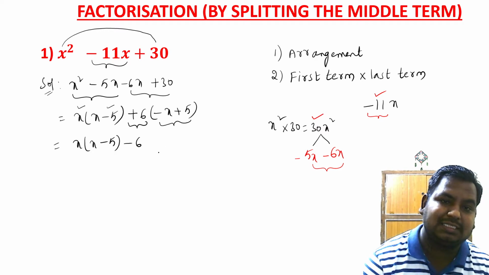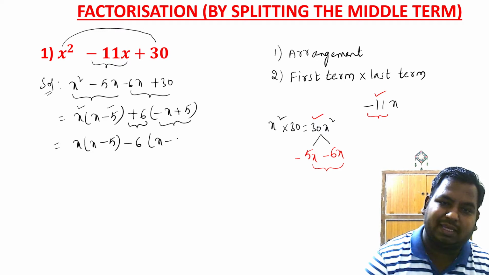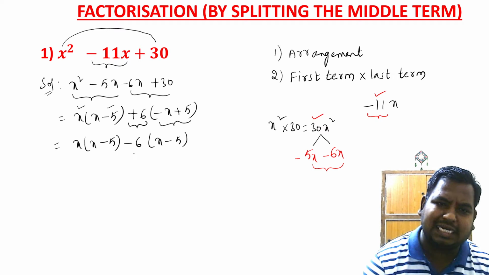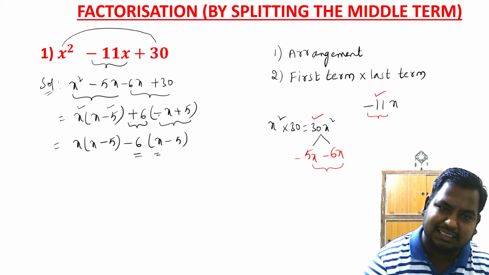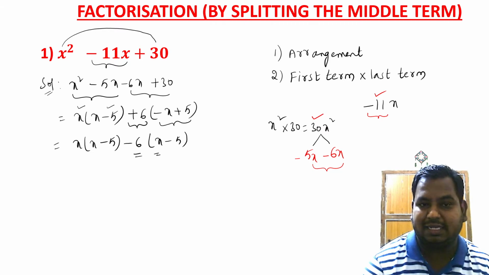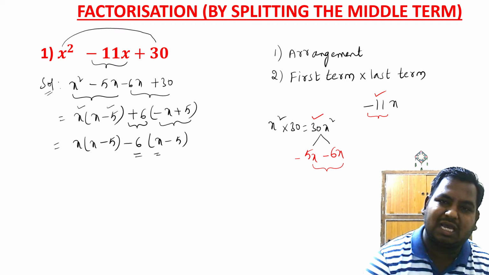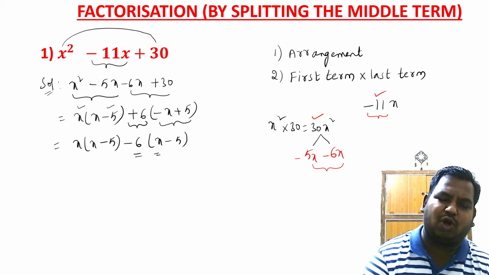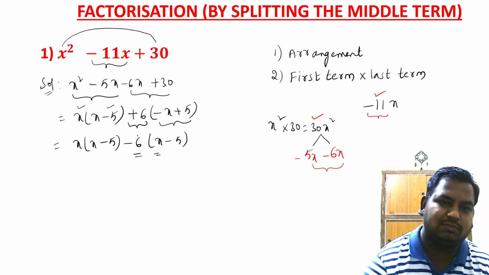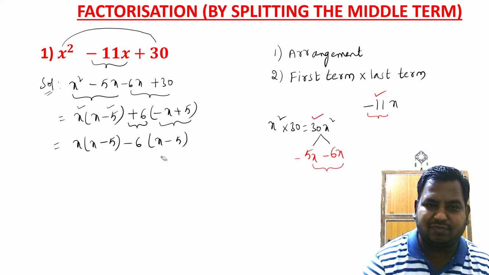I can write minus 6 of x minus 5. Sir, is it working? It's working because minus 6 into x is minus 6x, minus 6 into minus 5 is plus 30. It's working. So whenever you have a problem with sign, I request you to change the sign so that things will work.